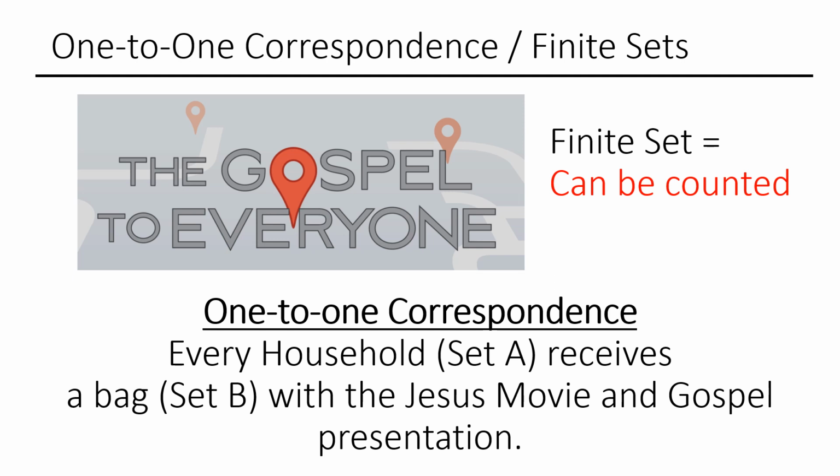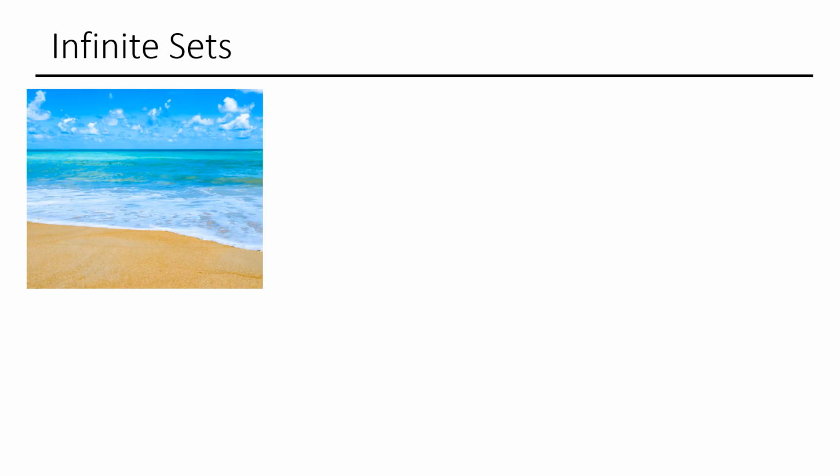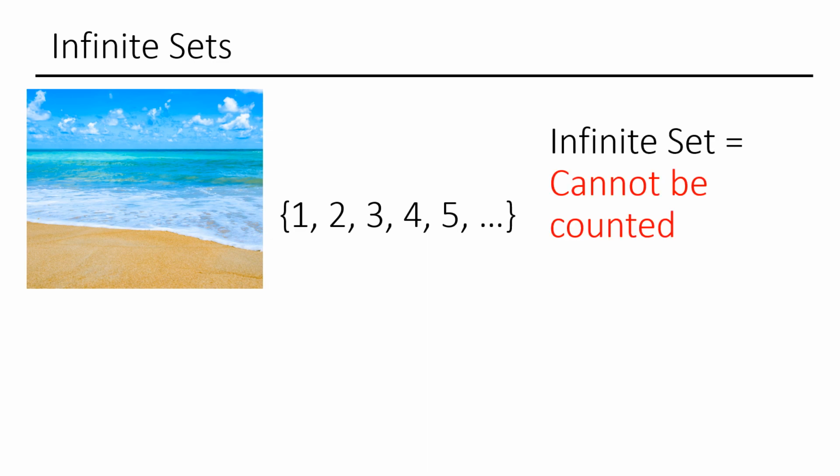Now you can compare that with an infinite set. Consider, what if I were to say that I wanted a set that contained all of the grains of sand on the seashore? That is an infinite set because it cannot be counted. If you started counting the number of grains of sand, you would start counting 1, 2, 3, 4, 5, and so on. But it cannot be counted. It goes on and on and on forever.